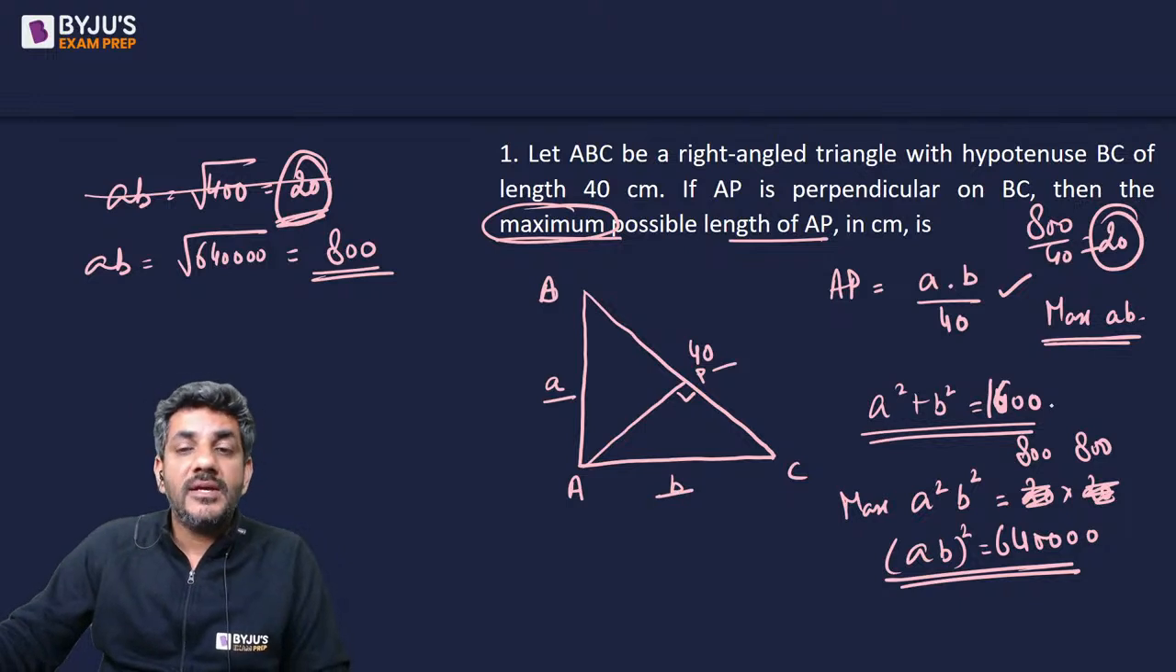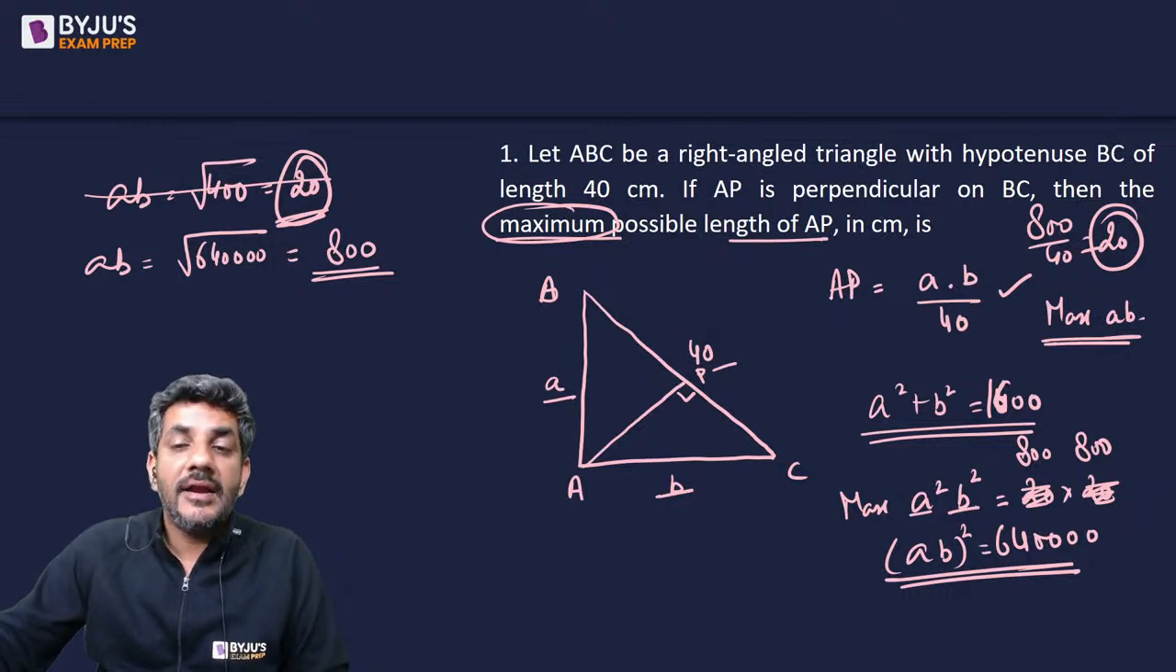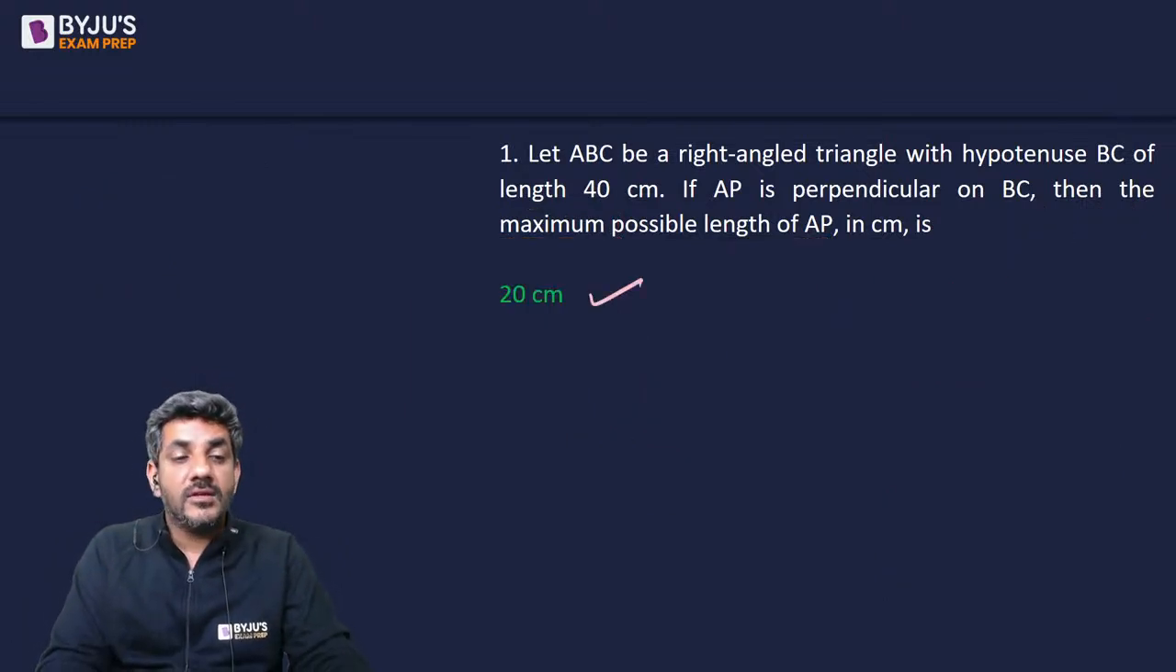A square plus B square is given, तो maximum A square into B square होगा when they both are 800. So AB maximum कब होगा? That is square root of this, which is 800, and AP will be 800 by 40, that is 20. That is the answer for the very first question.